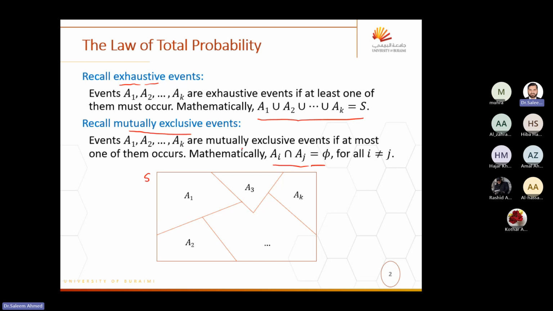So their intersections are empty. They are called mutually exclusive. So these events are both exhaustive as well as mutually exclusive. So we can also call it a partition of the set S. A1, A2 up to AK make a partition of the set S because we have partitioned our sample space into these sets which are mutually exclusive and exhaustive. Any set of events that are mutually exclusive as well as exhaustive are called a partition of a sample space.